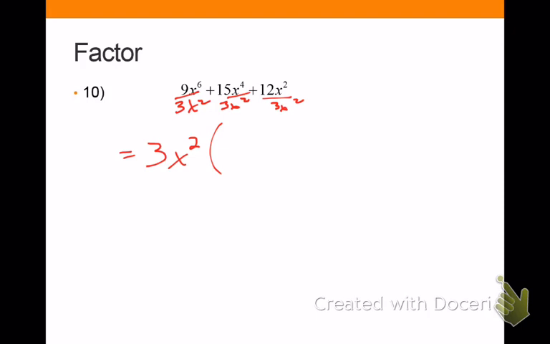Well, 9 divided by 3 is 3. 6 minus 2 is 4, so this is going to be x to the fourth. 15 divided by 3 is 5. 4 minus 2 is 2, so there's going to be 2 x's here. 12 divided by 3 is 4, and then the x squareds divide out, and so we're here. Those are your two factors.